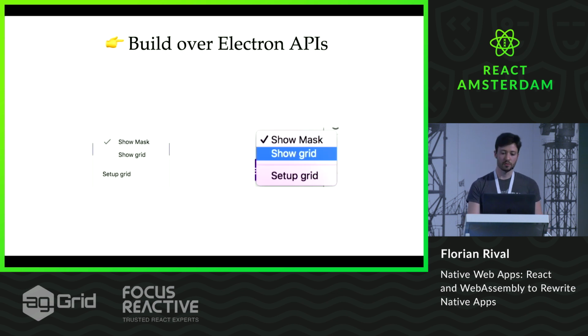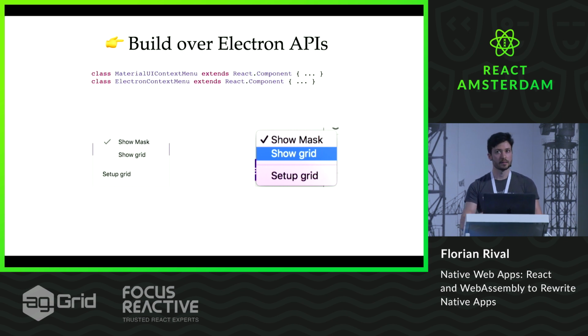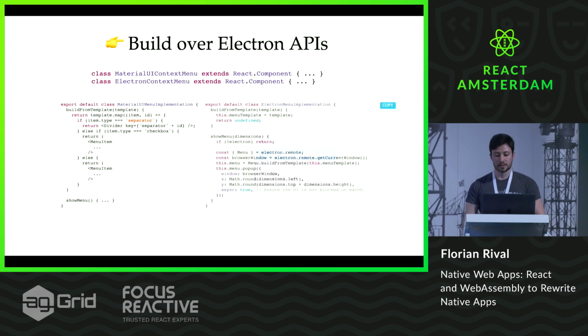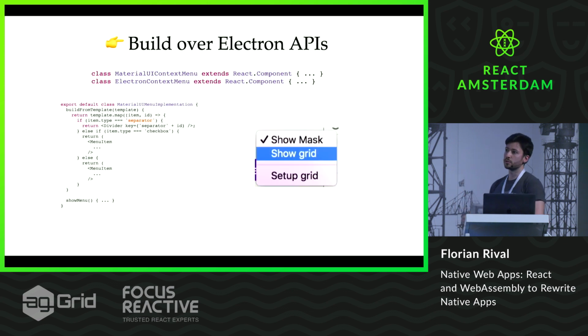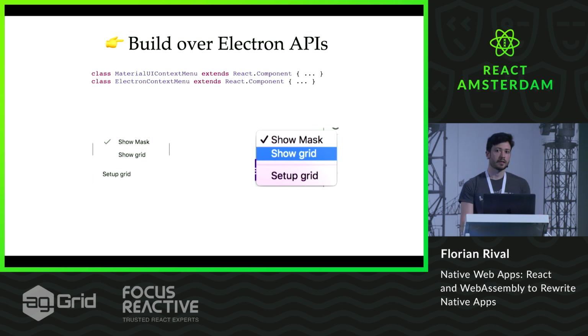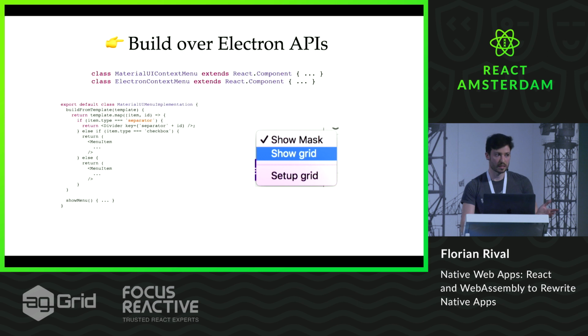I just want to say that it's a good idea to take a look at Electron APIs, in my case, or at native APIs if you're using something other than Electron, to rebuild some abstraction over the things that you can. For example, the context menu. It's much better to show a native context menu, in my case, rather than a Material UI context menu, because I have a desktop application.